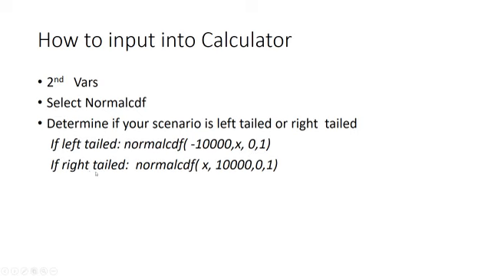If it's right tail, once again you use the normal CDF function. This time X is going to be your z-value. Your upper bound is positive 10,000, which represents positive infinity. And once again, your mean is 0 and your standard deviation is 1. Now let's use an example and input it into the calculator.